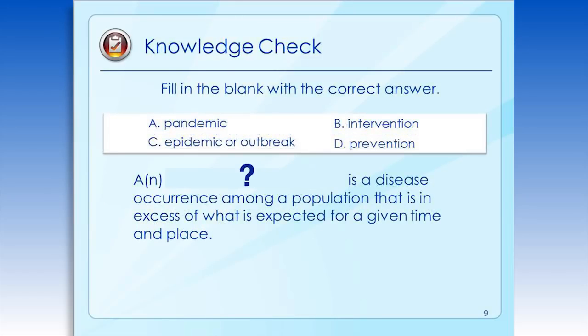The next knowledge check is asking, what is a disease occurrence among a population that is in excess of what's expected for a given time and place? Is it pandemic, intervention, epidemic or outbreak, or prevention? And the correct answer is epidemic or outbreak.